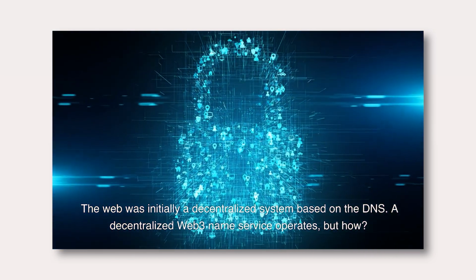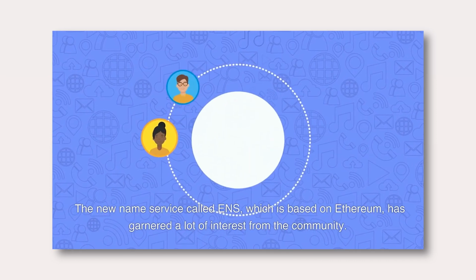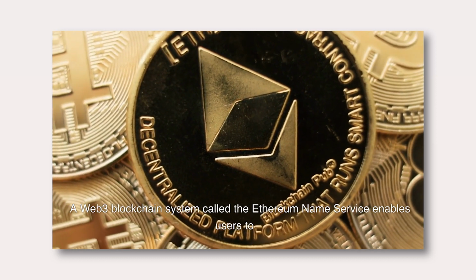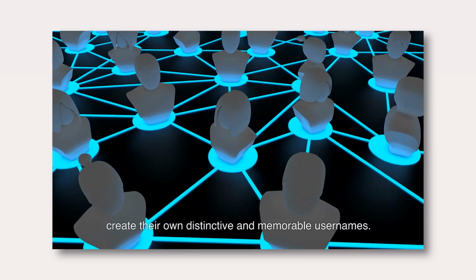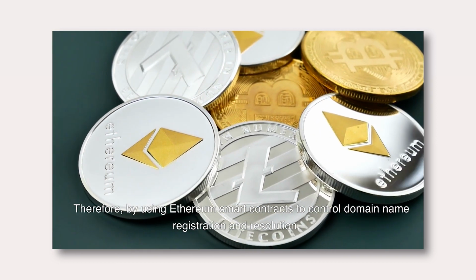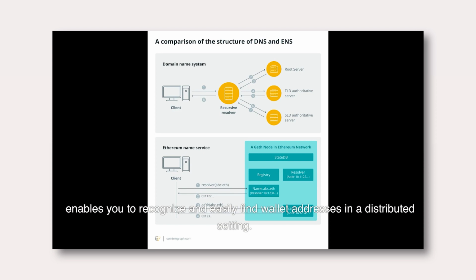A decentralized Web3 name service operates, but how? The new name service called ENS, which is based on Ethereum, has garnered a lot of interest from the community. A Web3 blockchain system called Ethereum Name Service enables users to create their own distinctive and memorable usernames. Therefore, by using Ethereum smart contracts to control domain name registration and resolution, ENS aims to offer a complementary solution to DNS. You can give a single name to all of your wallet addresses and decentralized websites by using the service. For instance, alex.eth enables you to recognize and easily find wallet addresses in a distributed setting.